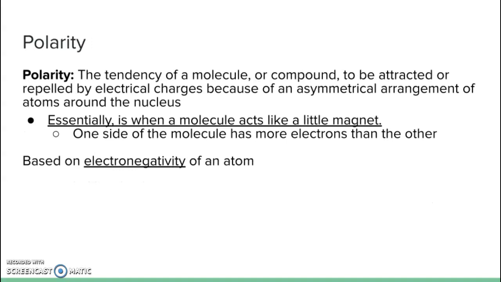So when we talk about polar and nonpolar, we're talking about the polarity of a molecule, okay? Polarity is the tendency of a molecule or a compound to be attracted or repelled by electrical charges, meaning I'm either going to attract or repel negative or positive charges, because there's an asymmetrical arrangement of atoms. Meaning that what's on one side of your molecule is not the same as what's on the other side, okay? So essentially, it's when a molecule acts like a magnet, and we started looking at that with ionic bonds.